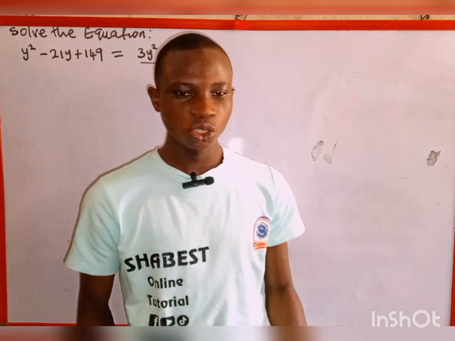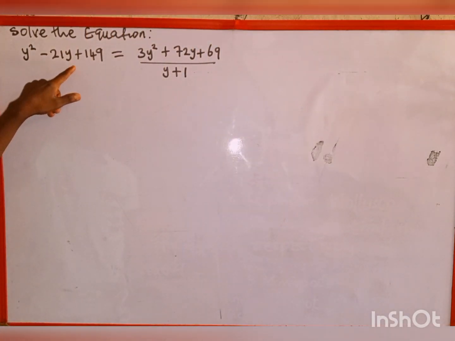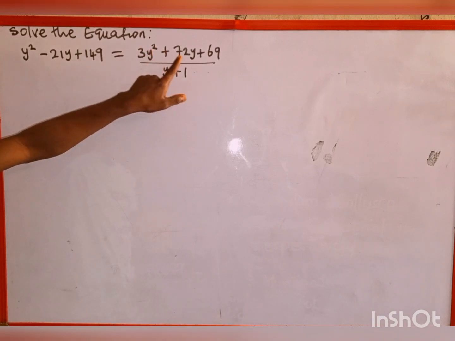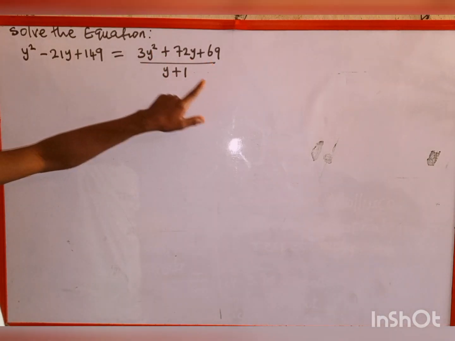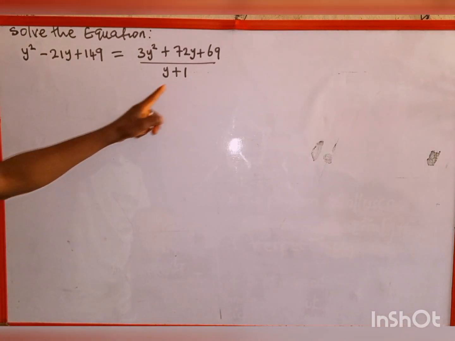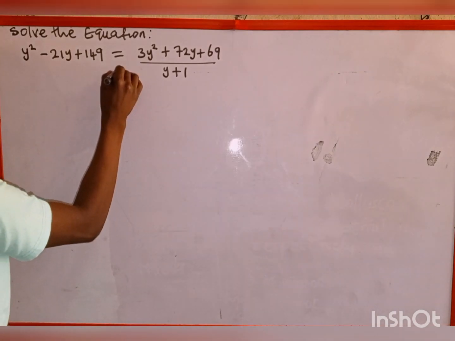So the question on the board reads y squared minus 20y plus 149 is equal to 3y squared plus 72y plus 69, then divided by y plus 1, and we're asked to solve for the value of y in this equation. So let's get started. Solution.